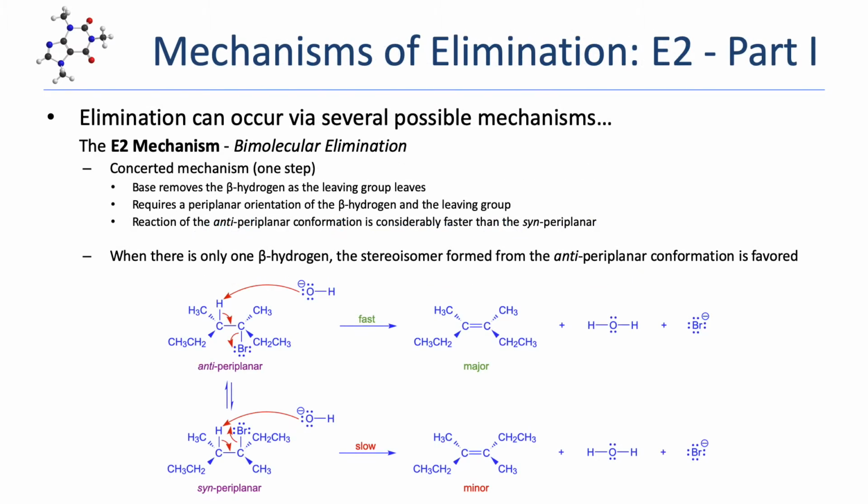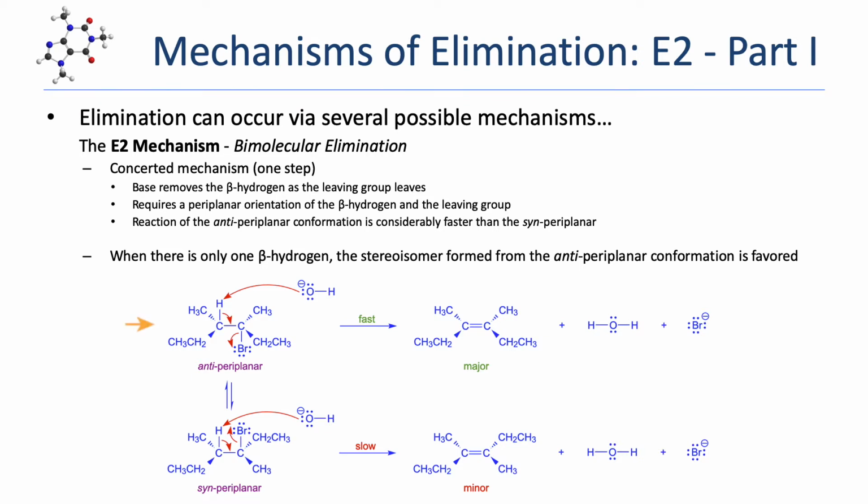There are actually several mechanisms by which elimination can occur. We're going to restrict our discussions to just 2. First is the E2 mechanism, which stands for bimolecular elimination. Just as we saw for the SN2 nucleophilic substitution, bimolecular indicates that there are 2 molecules involved in the rate-limiting step. The E2 mechanism is a concerted one-step mechanism.